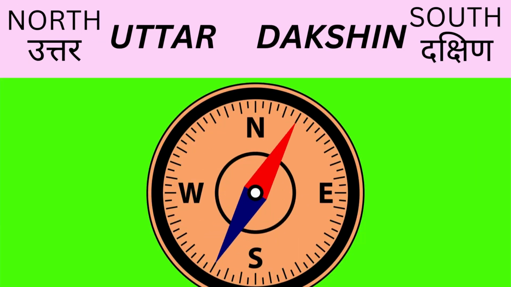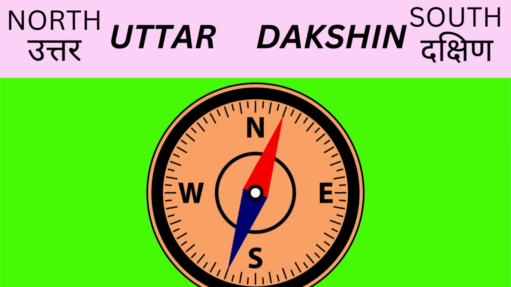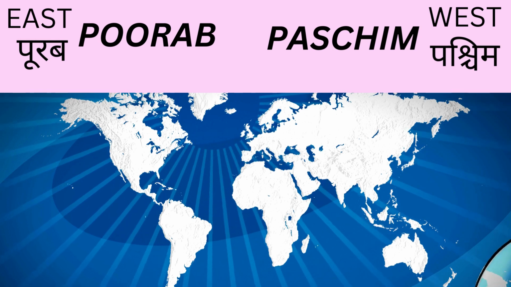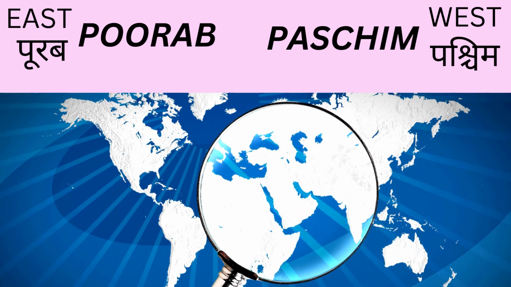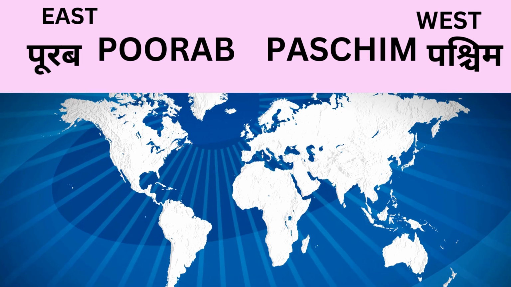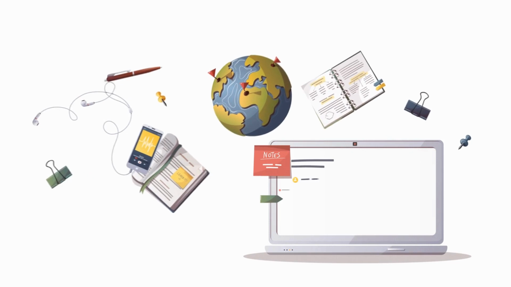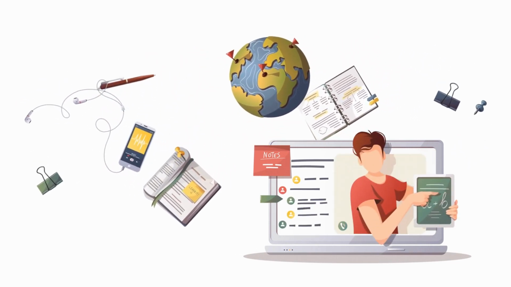North and south. North is known as Uttar and south is known as Dakshin. Uttar, Dakshin. East and west. East is known as Purab and west is known as Paschim. Paschim.